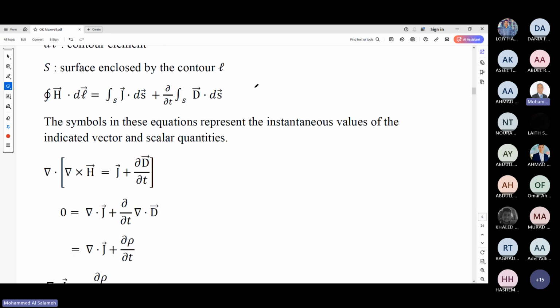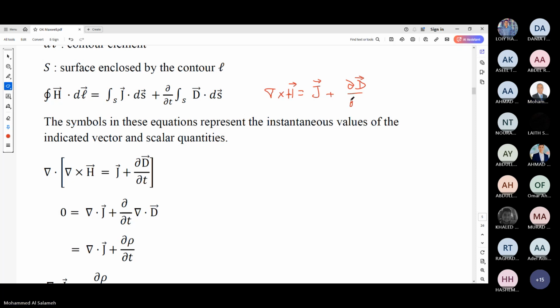And here, similar to del cross E, del cross H is equal to the conduction current density J plus dD by dt, the displacement current density. You just derive D with respect to time, and you will obtain the displacement current density.